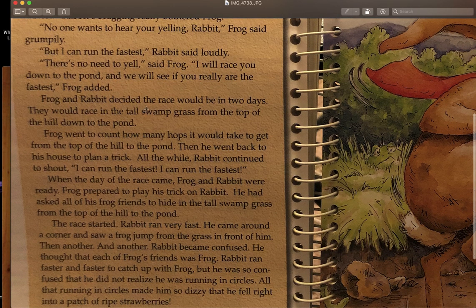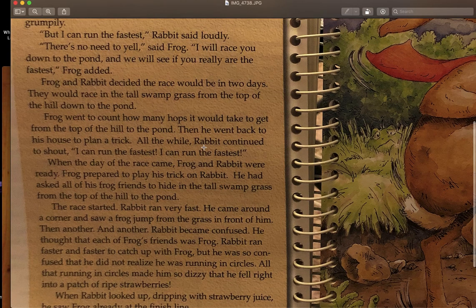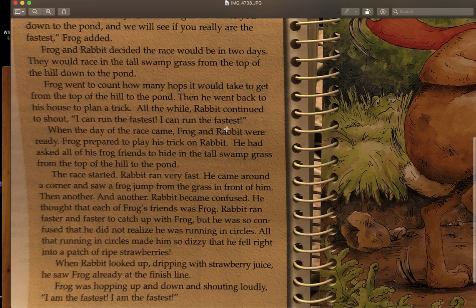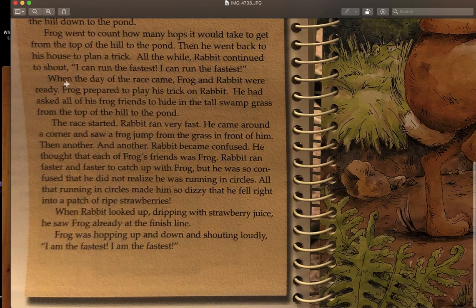Frog and Rabbit decided the race would be in 2 days. They would race in the tall swamp grass from the top of the hill down to the pond. Frog went to count how many hops it would take to get from the top of the hill to the pond. Then he went back to his house to plan a trick. All the while, Rabbit continued to shout, "I can run the fastest! I can run the fastest!" When the day of the race came, Frog and Rabbit were ready. Frog prepared to play his trick on Rabbit.